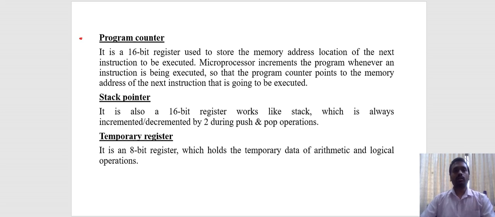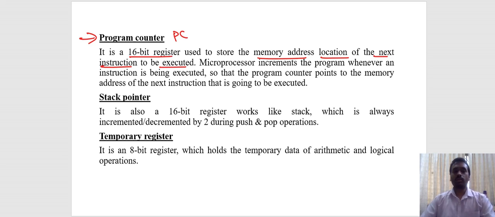And the next is a program counter, shortly known as a PC. It is a 16-bit register. Previously we saw 6 general purpose registers, and this PC is a special purpose register. That too, it is 16-bit wide. And this program counter is used to indicate the memory address of the next instruction to be executed. So it always points to what is to be executed next.